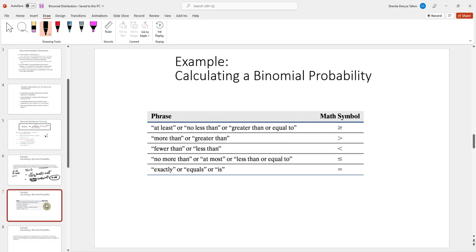So when you do some of these binomial problems, you have to be careful with the wording because that determines what inequality symbol you will use. If you have at least or no less than or greater than or equal to, you're going to use the greater than or equal symbol. If you have more than or greater than, you just use the greater symbol. You don't do the equal to. If you have fewer than or less than, you use the less than symbol. No more than, or at most, or less than or equal to, you use the less than or equal to. And of course, exactly or equal is the equal sign.